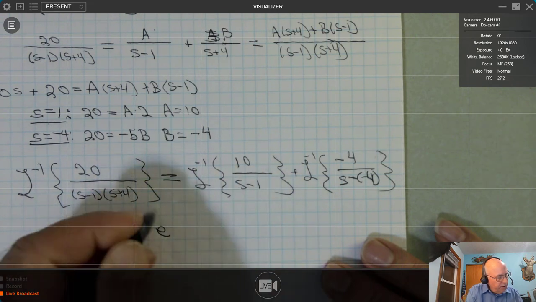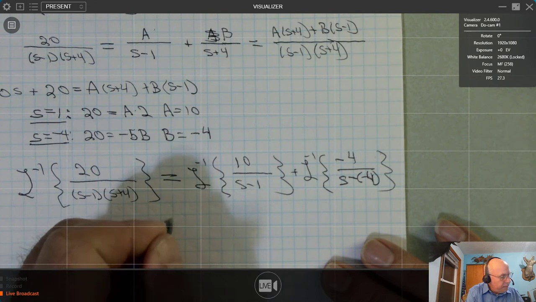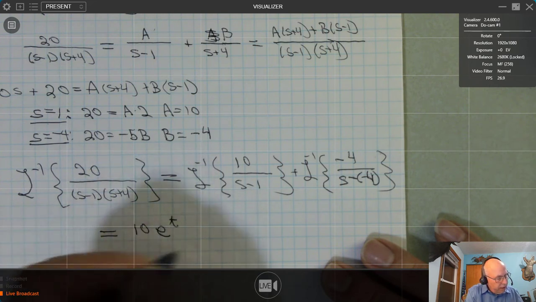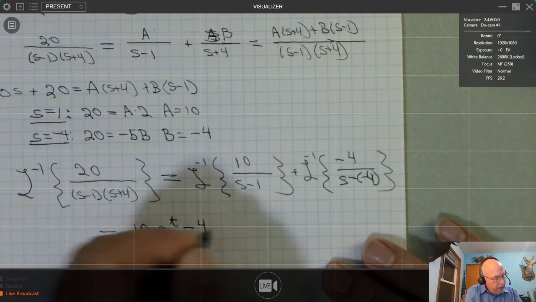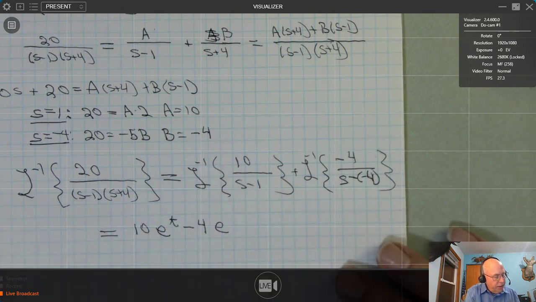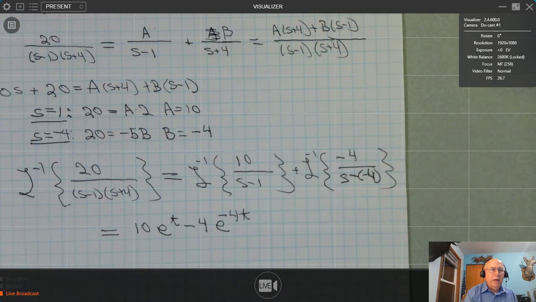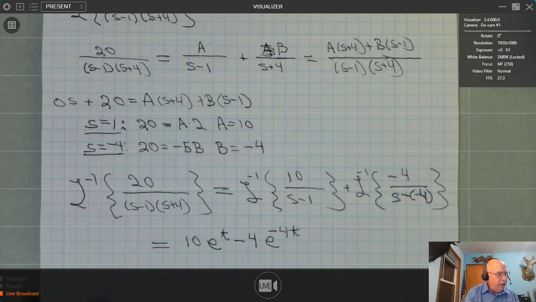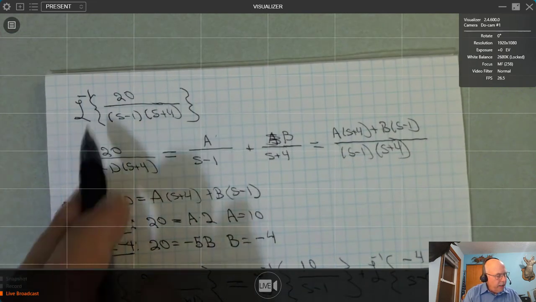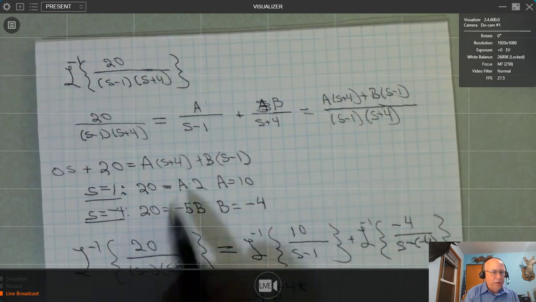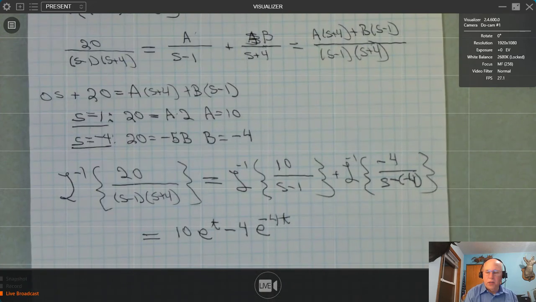e to the t minus 4 times e to the minus 4t. And there we have our inverse transform, and we've done that by splitting this into two fractions with the technique of partial fractions.